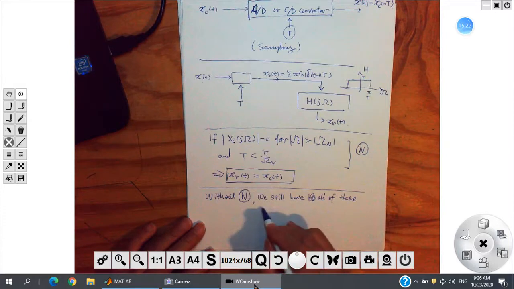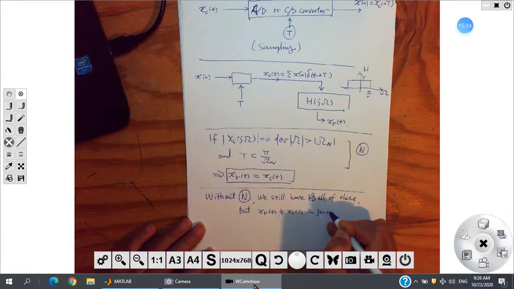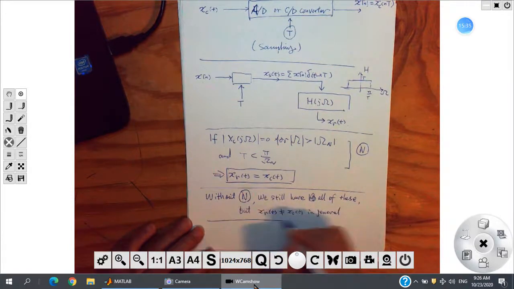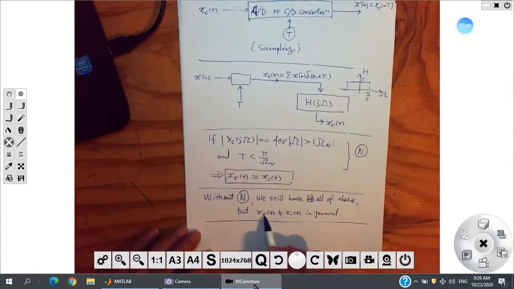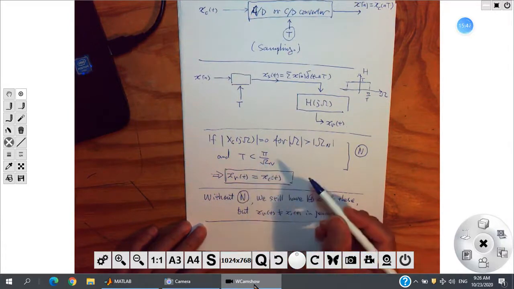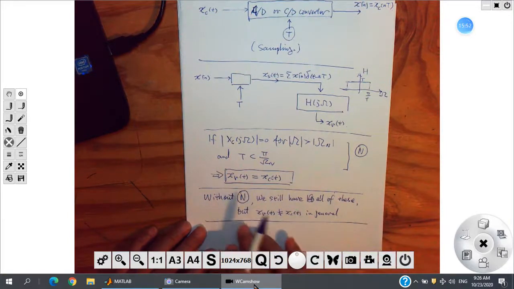So you still have all of these, but xr of t cannot equal xc of t in general. However, you still can discuss something. Maybe they are similar, approximate, in case you have some small errors, things like that. But here I don't discuss that case. I just leave this statement here.